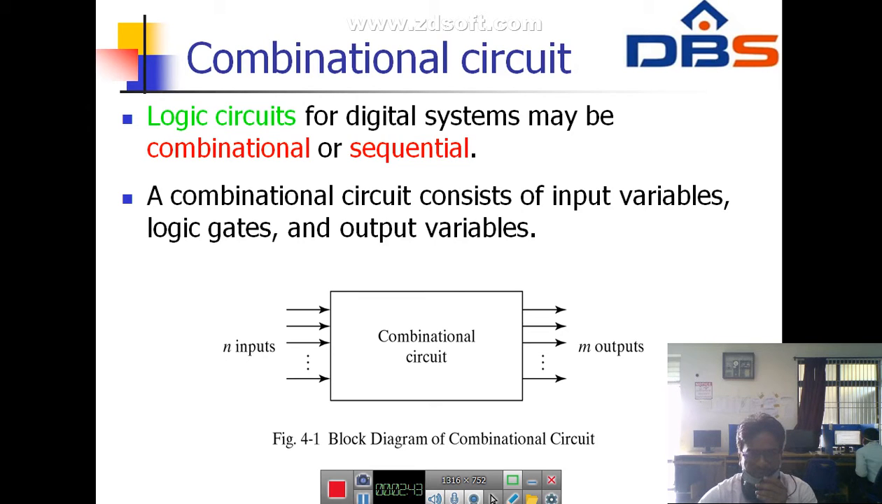A combinational circuit consists of input variables, logic gates and output variables. Whatever logic we design, combinational or sequential, it has applied input variables, a group of logic gates and output variables. Here the combinational circuit may have n inputs and m outputs. The output depends only on the present state of the inputs. This is the block diagram of a combinational circuit.